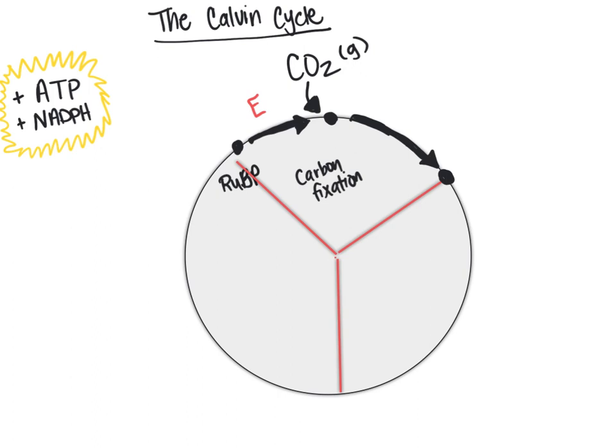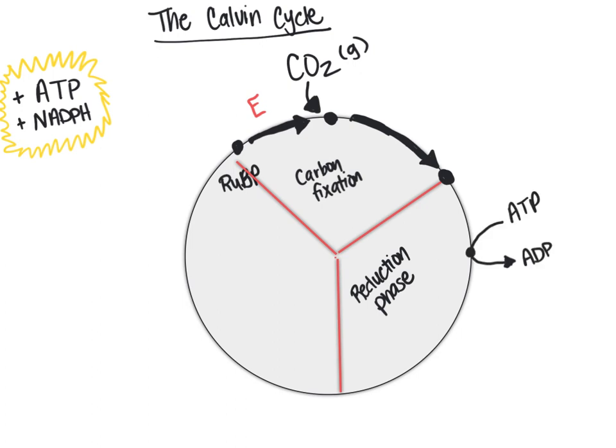The next phase of the Calvin cycle is called the reduction phase. Now, it's called the reduction phase because the substrates in this part of the Calvin cycle are going to be reduced. And remember, reduced means that they're gaining those electrons. Now, this portion of the Calvin cycle not only requires electrons, it's also going to require ATP. So ATP will phosphorylate the substrates in the reduction phase.